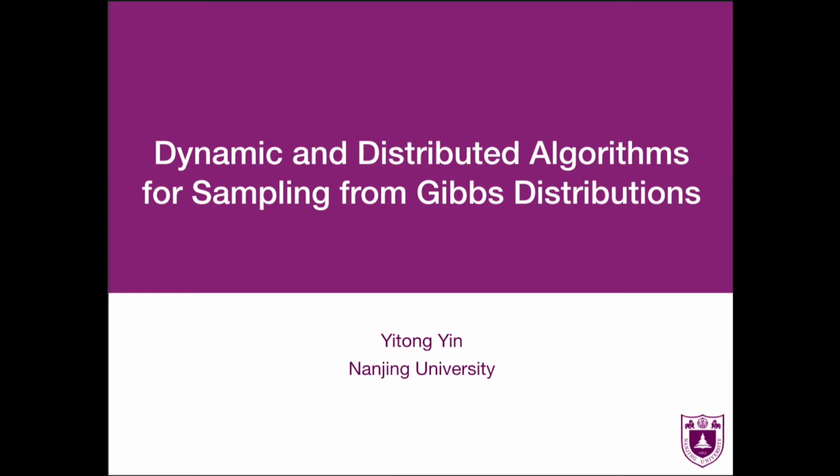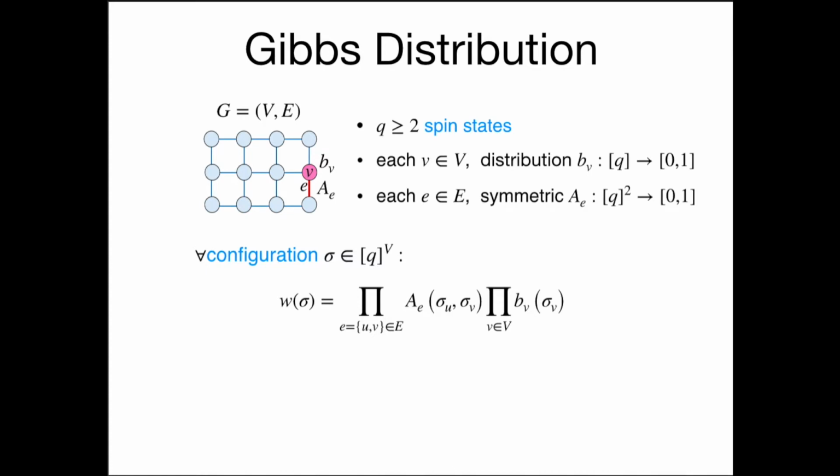In this talk, I will survey some recent advances in dynamic and distributed algorithms for sampling. So we consider Gibbs distributions described by pairwise interactions. In a graphical model, each vertex corresponds to a variable of q possible spin states. Every vertex v is associated with a local field b_v, which is a function of q spins. And every edge e is associated with a symmetric function A_e that describes the edge activities of q squared possible interactions of spins. And each configuration assigns every vertex one of the q spins.